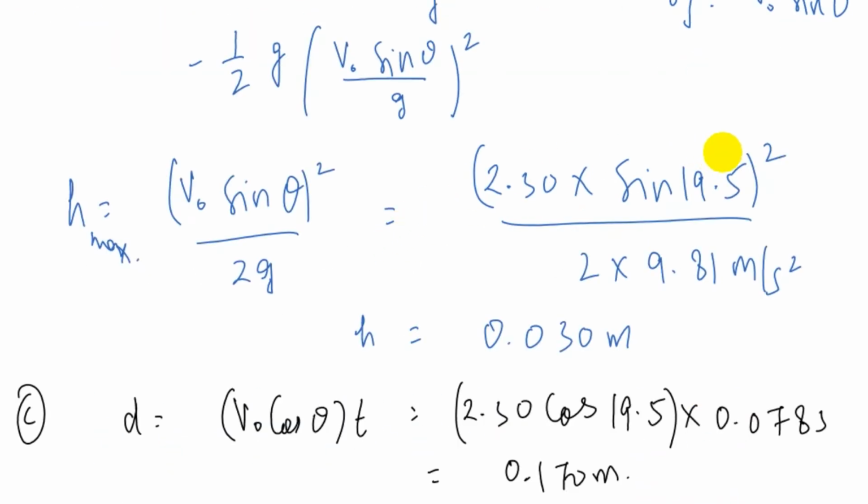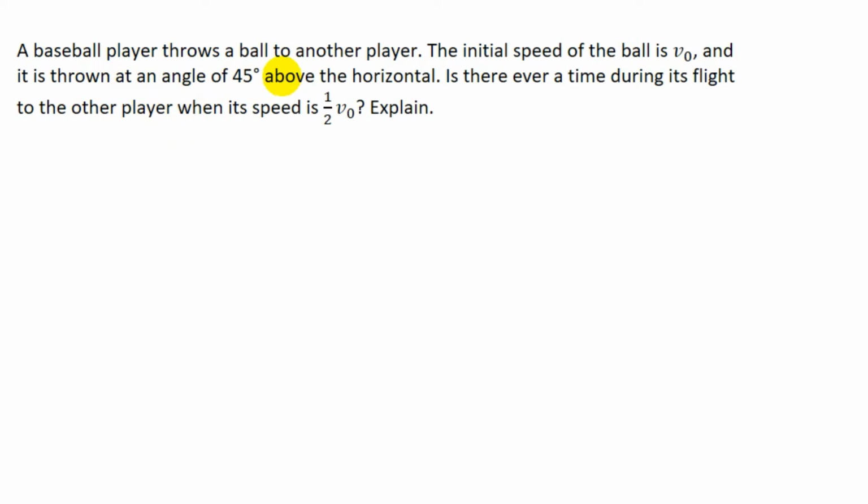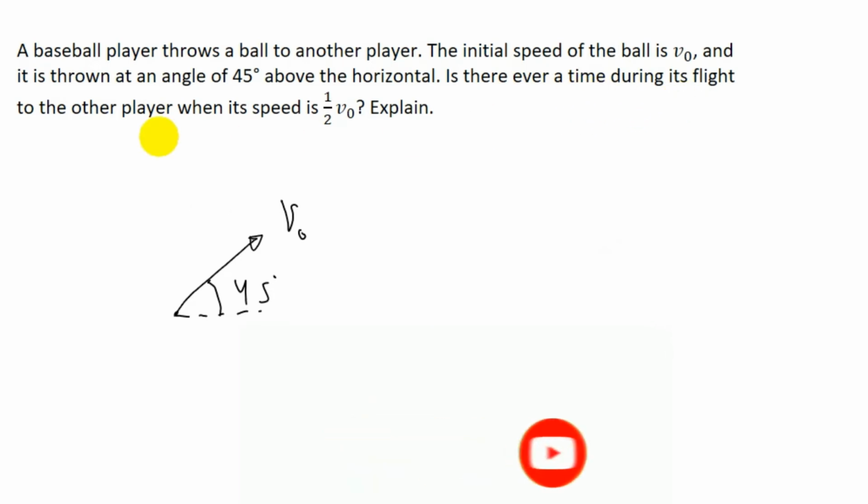Now I'll be giving one question to you, and the question is this. A baseball player throws a ball to another player, and the initial speed of the ball is V0, and it is thrown at an angle 45 degrees above horizontal. That means he throws the ball like this with the initial speed V0, at 45 degrees above horizontal. Now what we have to tell is, is there ever a time during its flight to the other player when its speed is 1/2 V0? So during the time of flight, is there any moment when the speed becomes half of V0? This is what you have to tell.